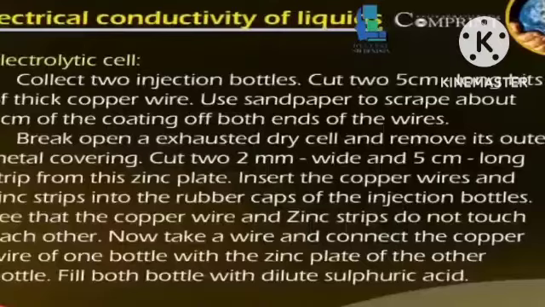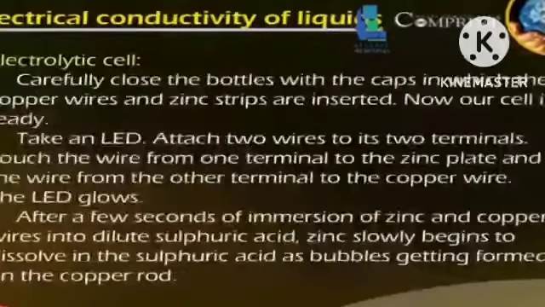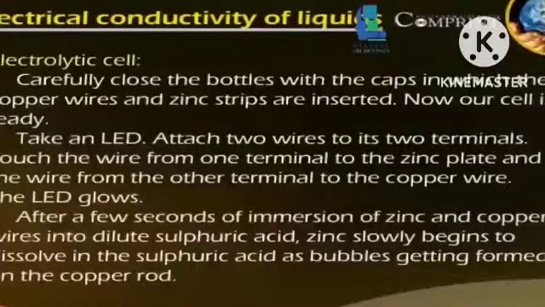Insert the copper wire and zinc strips into the rubber cap of the injection bottle. See that the copper wires and zinc strips do not touch each other. Now take a wire and connect the copper wire of one bottle with the zinc plate of another bottle. Fill both bottles with diluted sulfuric acid. Carefully close the bottles with the caps in which the copper wire and zinc strips are inserted. Now our cell is ready.